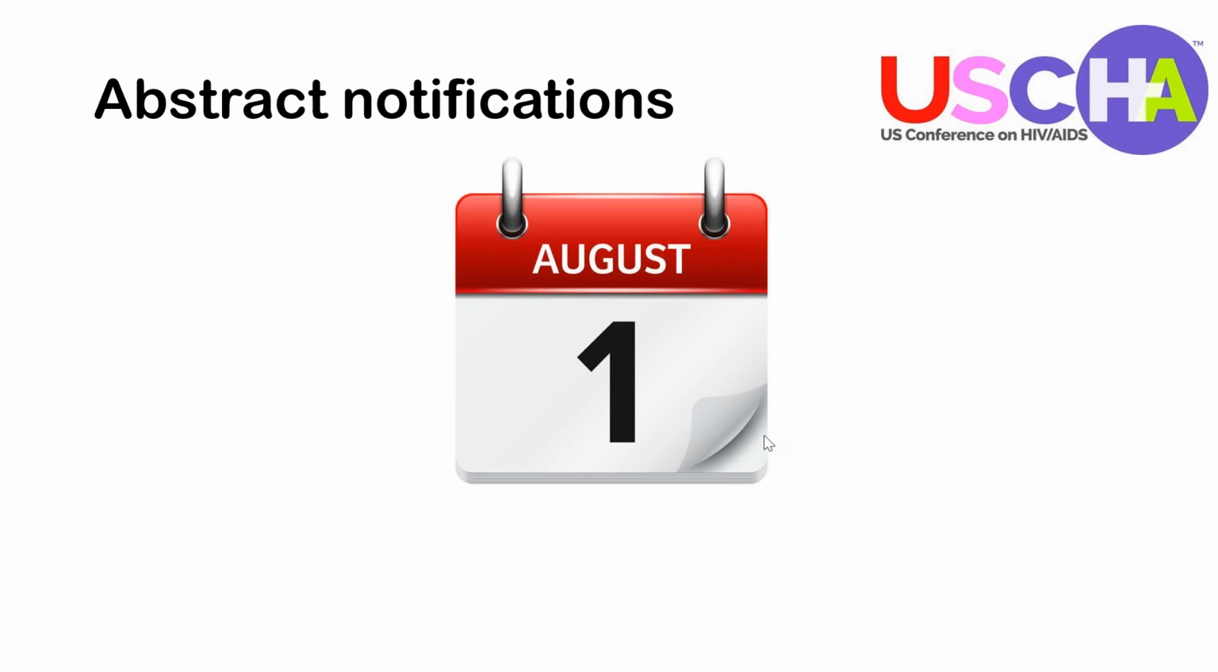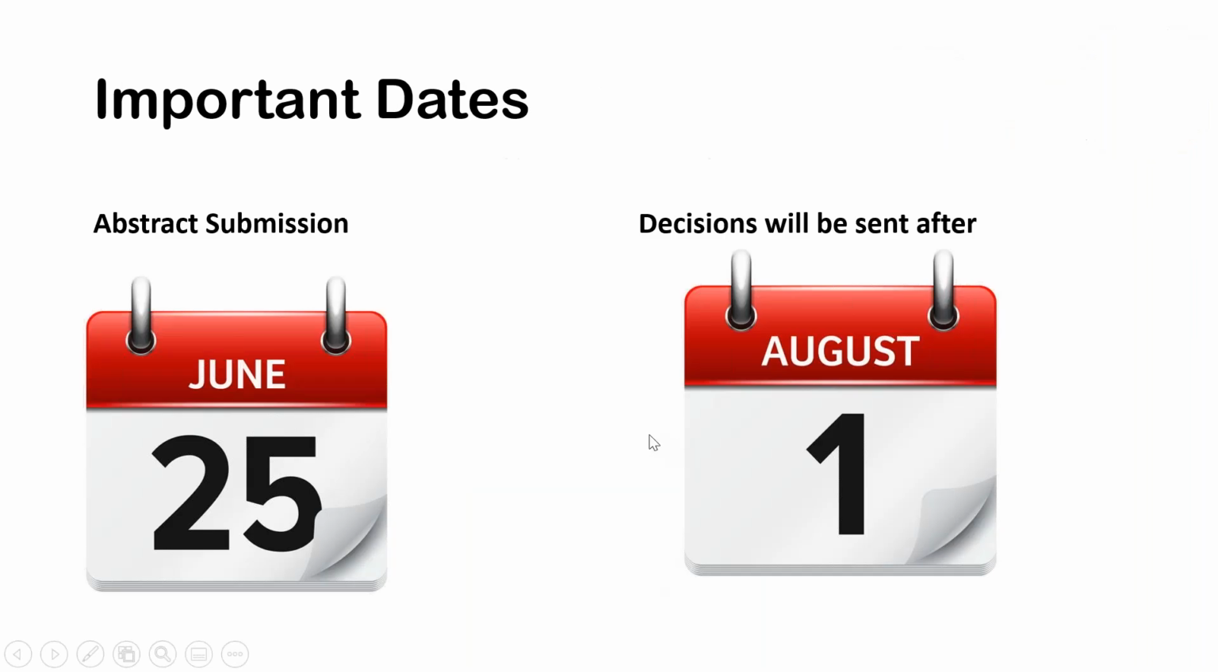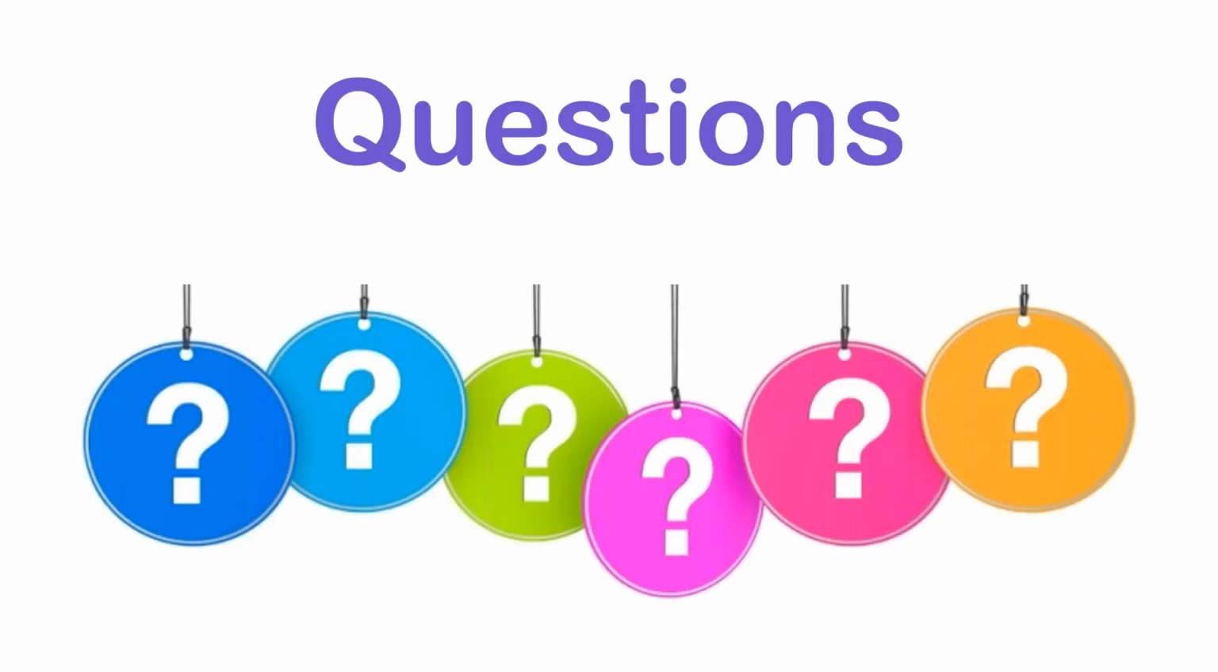All abstract notifications will go out after August 1st. So once we finalize everything, August 1st, you should start seeing notifications come about your submission. Again, abstract deadline is June 25th. Decisions will be sent out after August 1st.